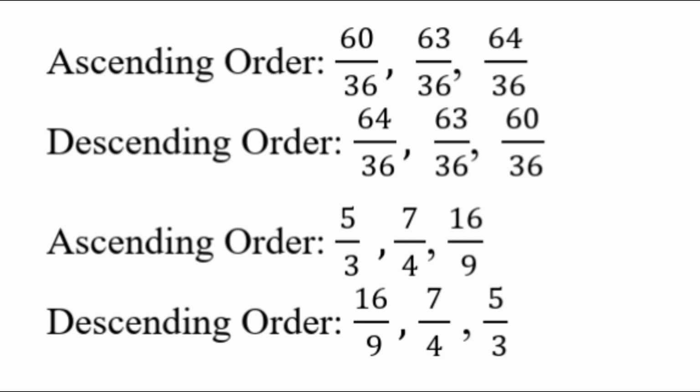Now the original fractions that were given in the question, that we have to arrange in ascending and descending order. Ascending order: 5 by 3, 7 by 4, 16 by 9, and descending order: 16 by 9, 7 by 4 and 5 by 3.